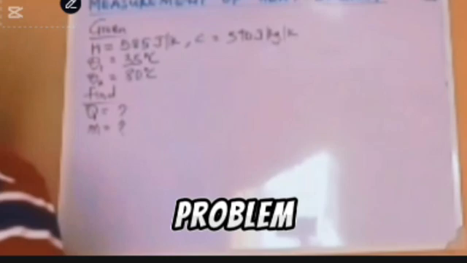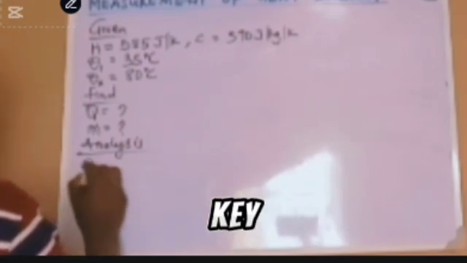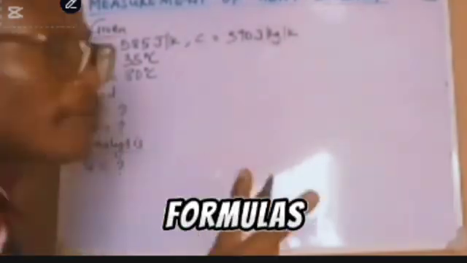Mass of the rod. So now, let us see how we are going to solve this particular problem. Now, analysis. The first one we want to solve is for Q, quantity of heat. Don't forget, we have two formulas for quantity of heat required. Recall that Q is equal to MC (theta 2 minus theta 1).